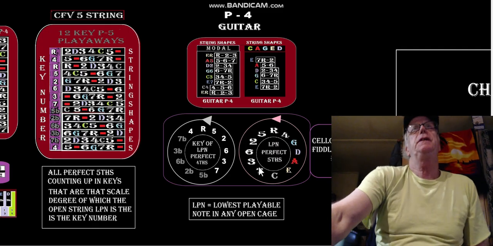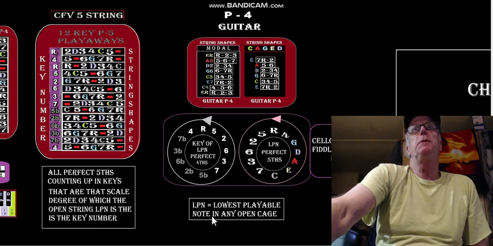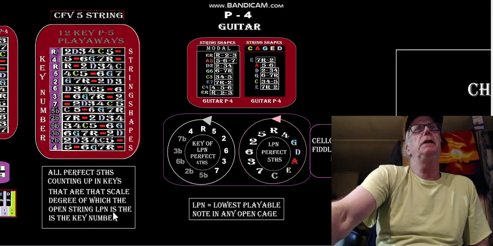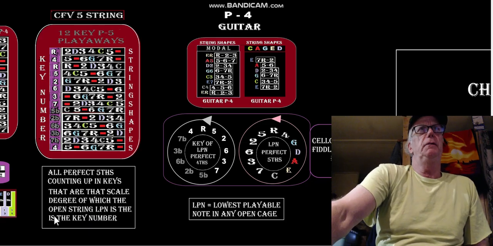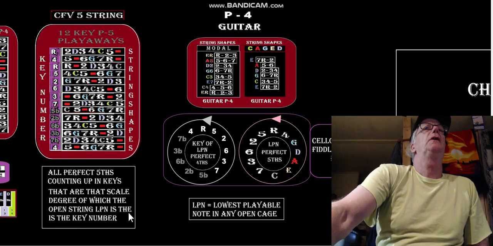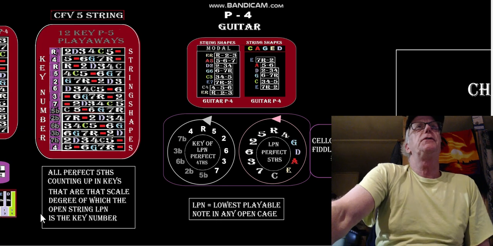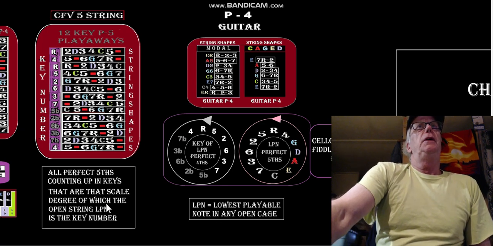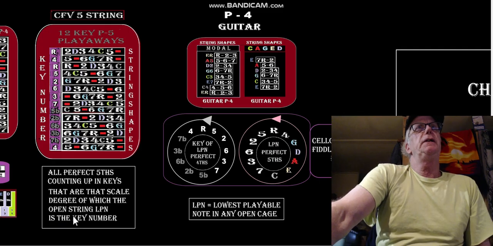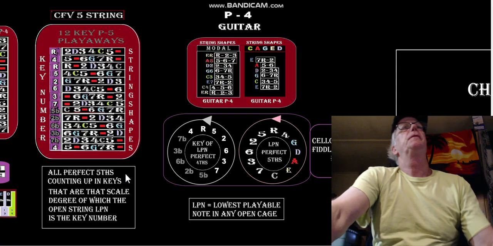All right, so let's read this. LPN equals lowest playable note in any open cage. All perfect fifths counting up in keys that are that scale degree of which the open string LPN, lowest playable note, is the key number. I wrote "is the" twice. I guess if you guys found that, kudos to you, because that's what it should say. Which the open string LPN is the key number. So that's how that works.